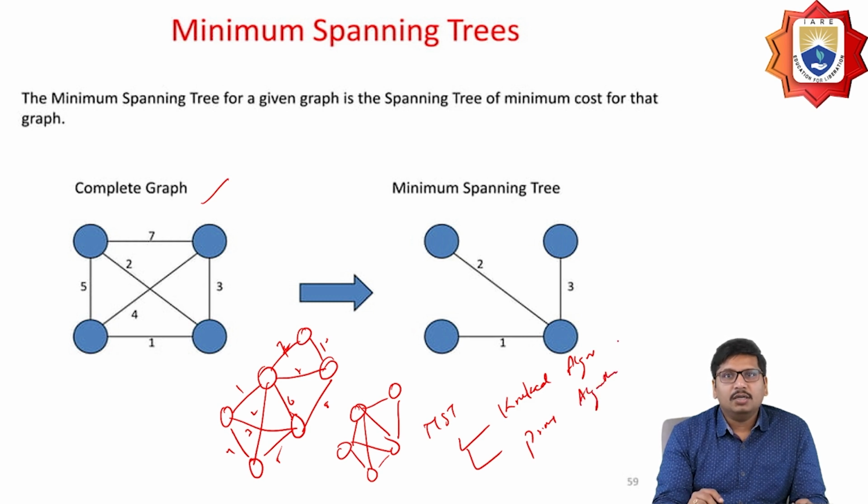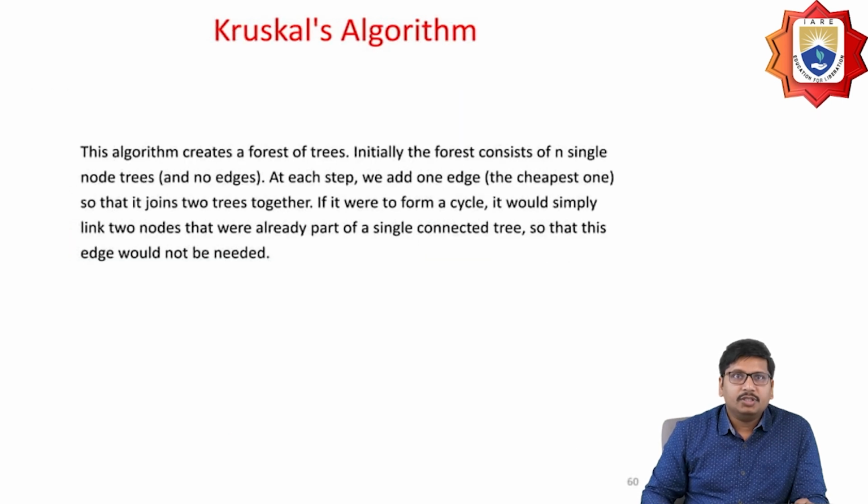In Kruskal's algorithm, you'll see now, this algorithm is going to create a forest of trees. Initially the forest consists of n single-node trees, and no edges. At each step we are going to add one edge, the cheapest one, so that it joins two trees together.